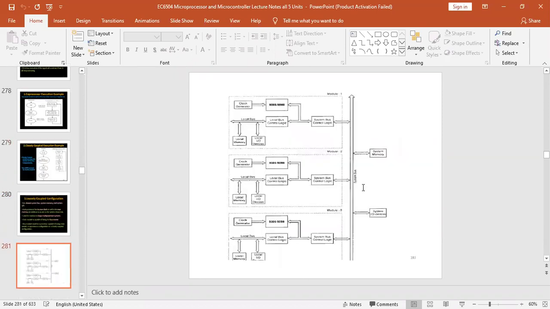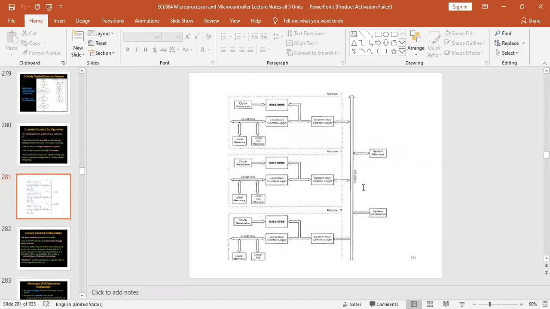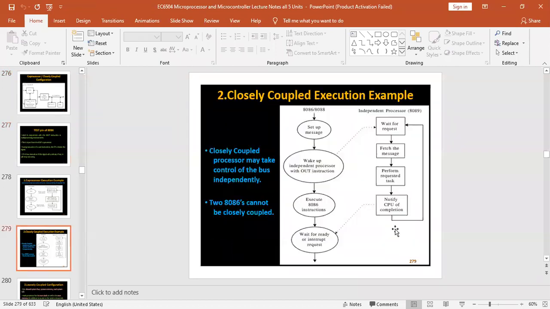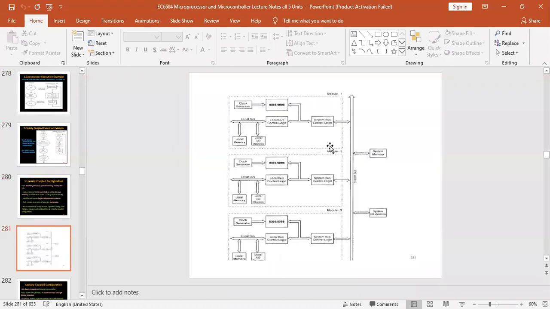The last one is the loosely coupled configuration. In loosely coupled configuration, we divide into a number of modules. In the coprocessor and closely coupled configuration, a single module is used, and the coprocessor and the microprocessor share the address bus, memory and IO signals. But in the loosely coupled configuration, we use different modules. Different modules have different address lines, data lines and IO. So this is the difference.